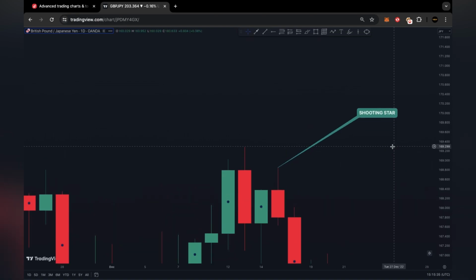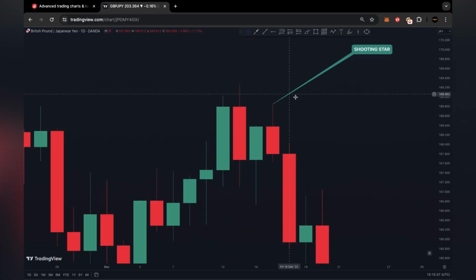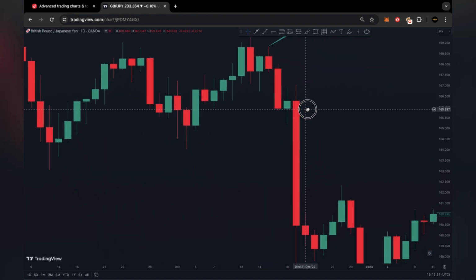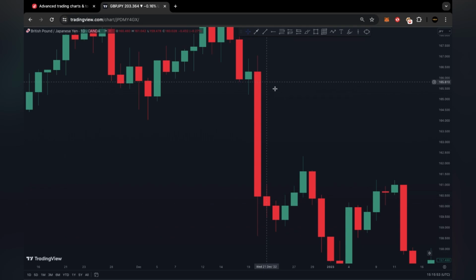And finally, for the shooting stars, this is the last shooting star for today's illustration. So you can see we have good rejection from the upside, and we have a good bearish closing, and after that you can see we have a long sell to the downside. That is a nice shooting star.